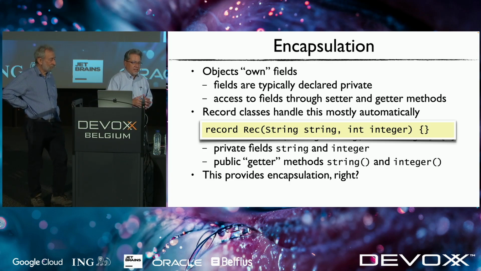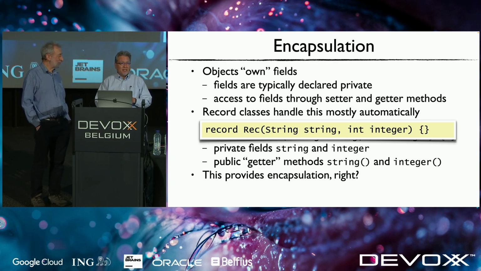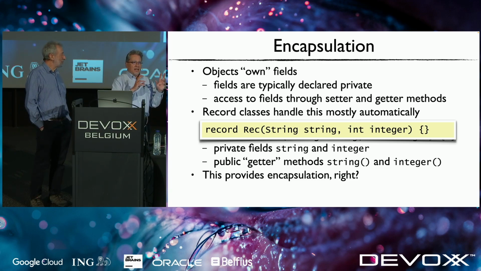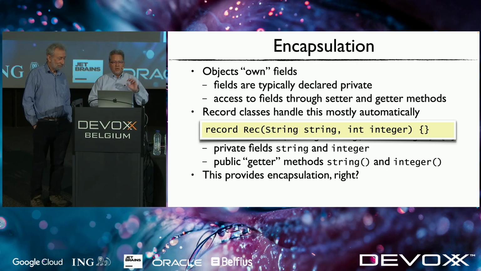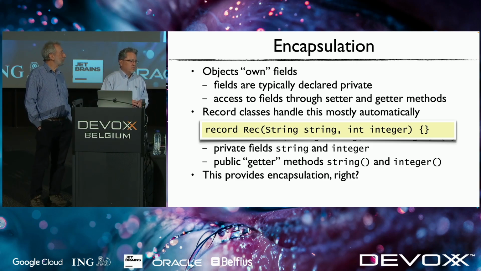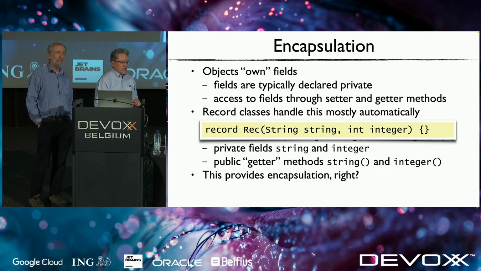Now, JDK 16, which is a couple years old, but fairly recent in the long history of Java, introduced record classes, which are really nice because if you have something that does not have very much behavior, but just has an aggregation of data, then you can put it into a record. So this one line of code you see on the screen here, record rec, string, int integer, with the empty braces, that's a complete class. It's a different kind of class called a record class.